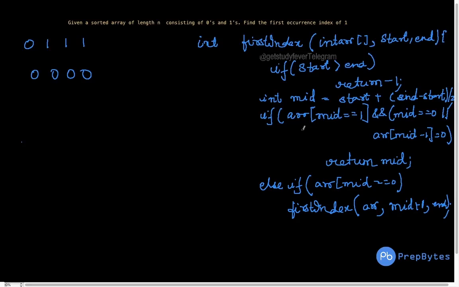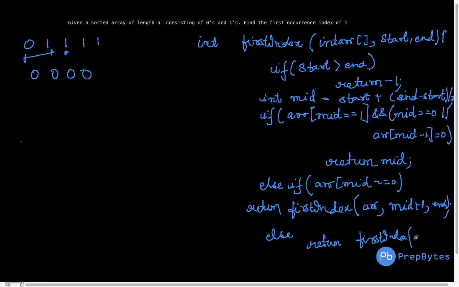And if none of the conditions is true, which means that we have to do our searching in the first half, we will simply return firstIndex of arr, comma, start, comma, mid - 1. So in this case, our end will get updated. So that is the code.